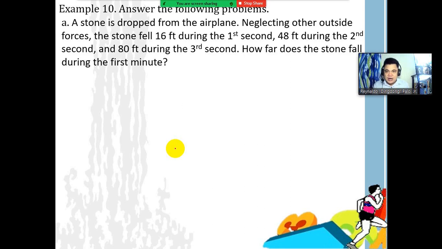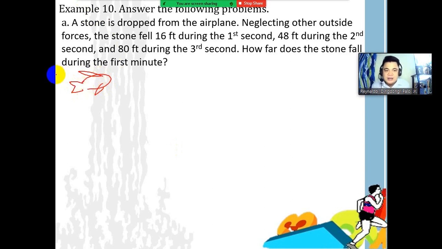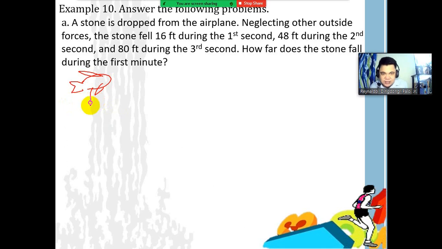Now, letter A: a stone is dropped from an airplane. Let's say this is a perfect airplane. Even though it looks like a fish, let's say that's an airplane. Neglecting other outside forces, the stone fell 16 feet during the first second. So during the first second, it fell 16 feet. During the second second, it fell 48 feet. And then during the third second, it fell 80 feet.